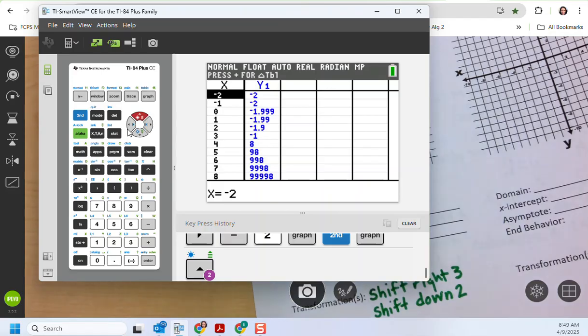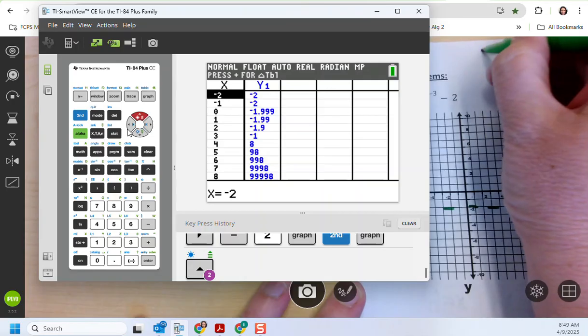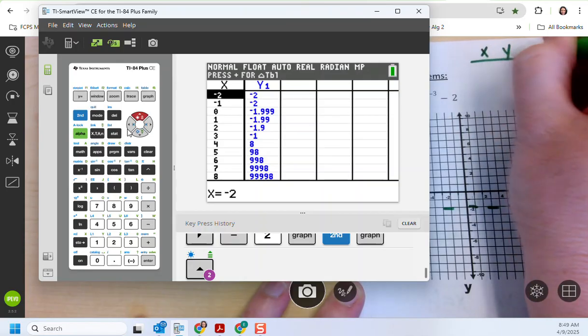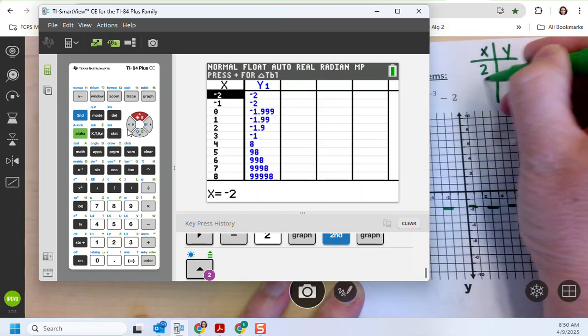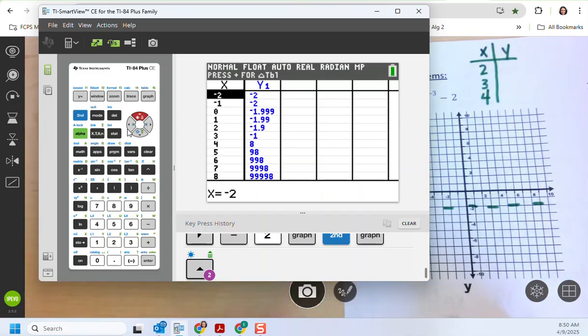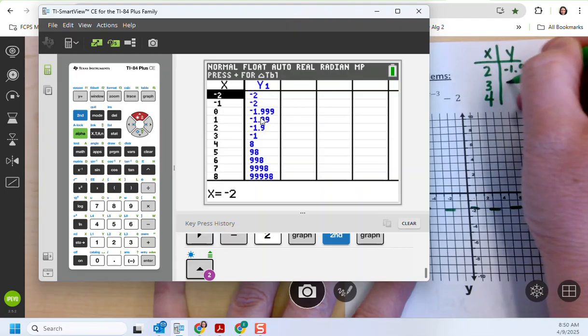So on my paper over here, at the top, I'm going to write X and Y. And I'm going to start with 2, 3, and 4. I chose those numbers because they fit on my graph. So see, 598 is not going to fit on my graph. And also, I feel like I could get pretty close to graphing -1.9. This -1.99, I just don't think I could graph that. Okay? So then I'm going to graph -1.9, -1, and 8.